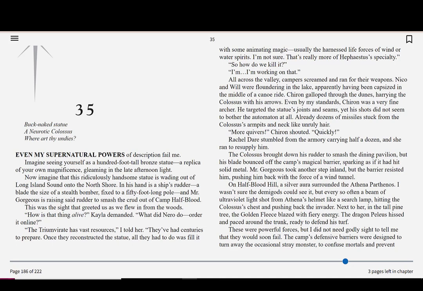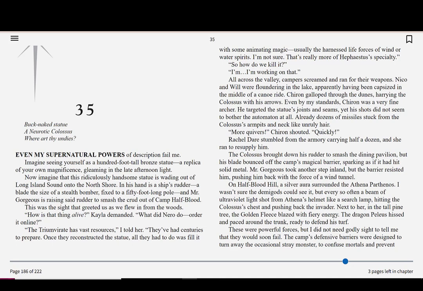All across the valley, campers screamed and ran for their weapons. Nico and Will were floundering in the lake, apparently having been capsized in the middle of a canoe ride. Chiron galloped through the dunes, harrying the Colossus with his arrows. Even by my standards, Chiron was a very fine archer. He targeted the statue's joints and seams, yet his shots did not seem to bother the automaton at all. Already dozens of missiles stuck from the Colossus's armpits and neck like unruly hair. More quivers! Chiron shouted. Quickly! Rachel Dare stumbled from the armory carrying half a dozen, and she ran to resupply him.